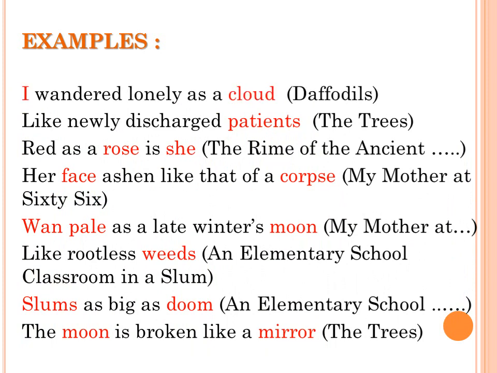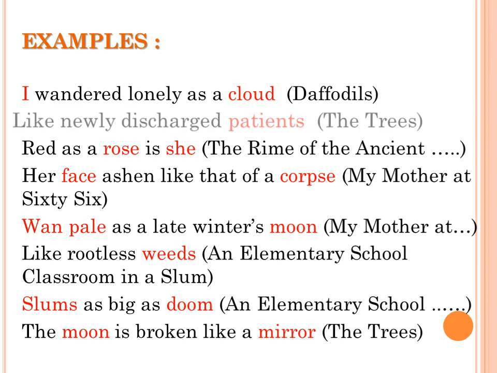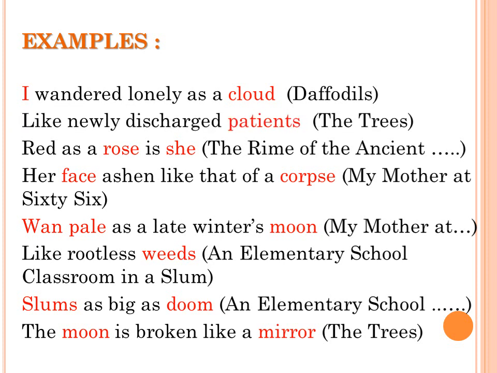I wandered lonely as a cloud. Here the poet William Wordsworth is comparing himself to a cloud. Like newly discharged patients. Here the trees are compared to discharged patients who are weak. Red as a rose is she. Here a bride is compared to a beautiful rose using the word as. Her face ashen like that of a corpse.